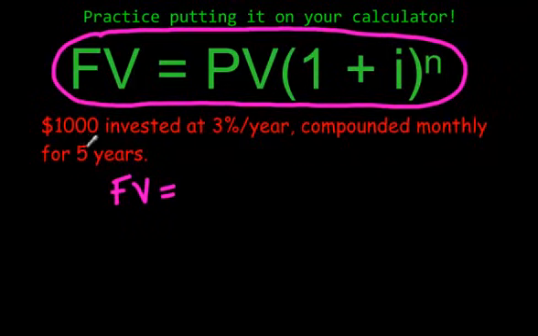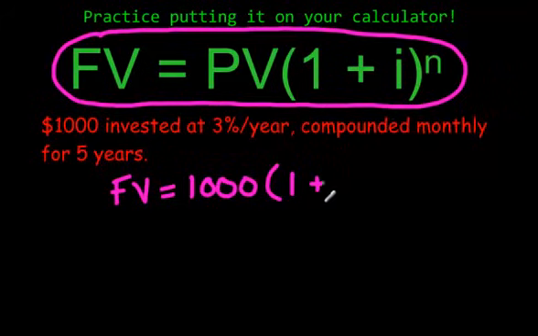$1,000 is invested. As soon as you see money, put it right there. $1,000 is invested at 3% per year. Okay, bracket 1 plus 3% per year compounded monthly. Now be careful. You don't just write 0.03 here. You can't just go 0.03 and say you're done. Okay? You have to take 0.03 and you're dividing by the word. Well, what's the word? Well, compounded monthly. So you're dividing by 12.